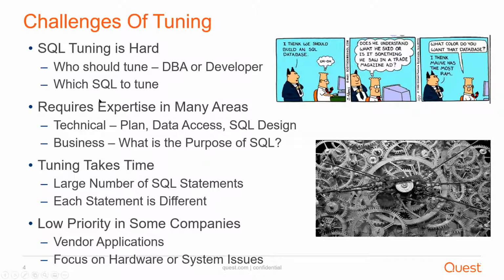I always like to ask people, have you ever tuned something and nobody notices? Well, chances are you may not be tuning the right thing. It requires expertise. You need to know how to read an execution plan. You need to know which data access path is best for your query, which join method is best. And you need to know how to write good SQL because sometimes you have to rewrite it. I also think it's important that you know the purpose of the SQL. Why is a business running it?